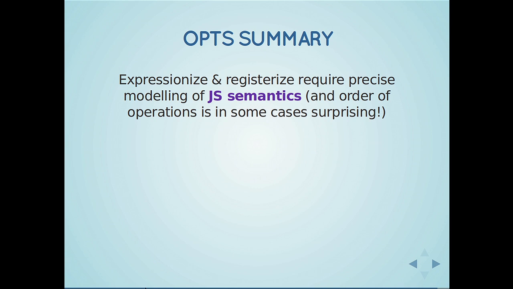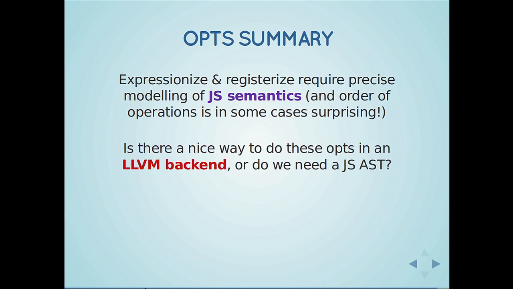So, 2 last slides. To summarize the issue of optimizations, those last 2 passes require very precise modeling of the semantics of JavaScript, things like the order of operations, which is actually a bit surprising. So for example, the order is different than C. So we have cases in our optimizer where we need to make sure not to do what seems like the natural thing, but in JavaScript, we'd get the wrong code being run.